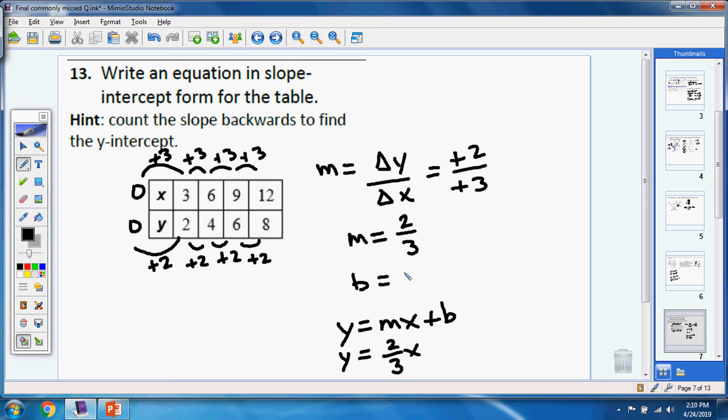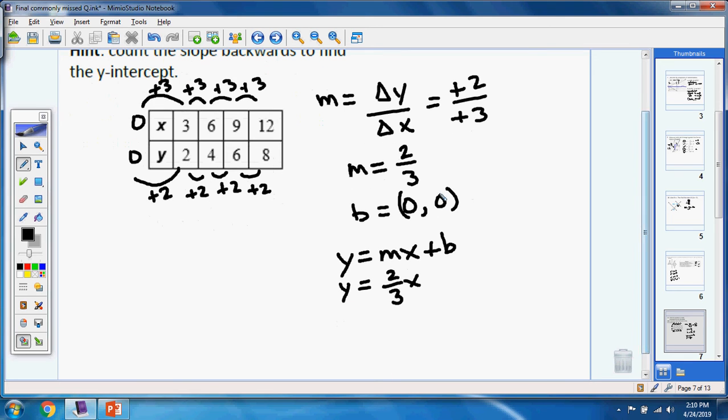So hey, my y-intercept is 0, 0. So since it's 0, 0, I really don't need to put anything at the end of my equation. If it was 0, 2, I'd put a plus 2. If it was 0, negative 3, I'd put a negative 3. So I am good there with my equation. You're going to do the same thing on number 13.